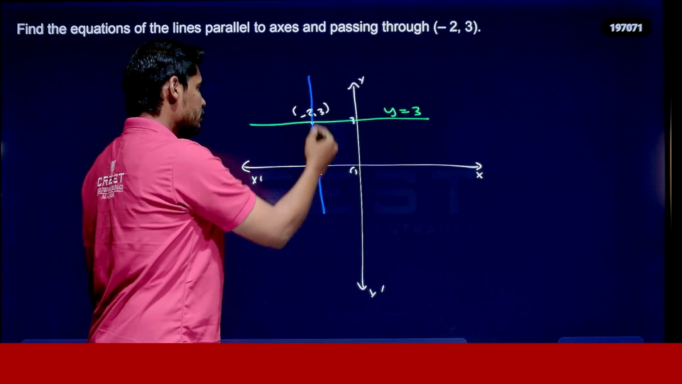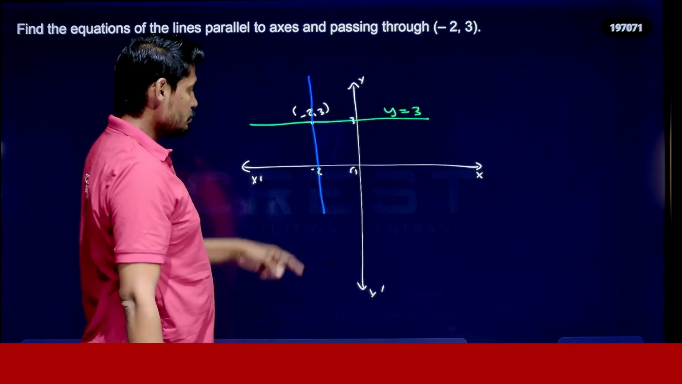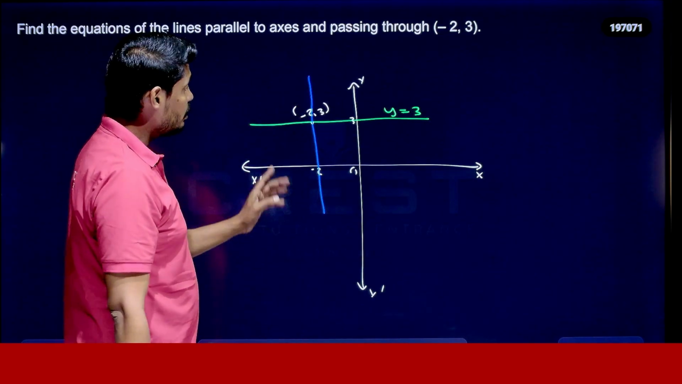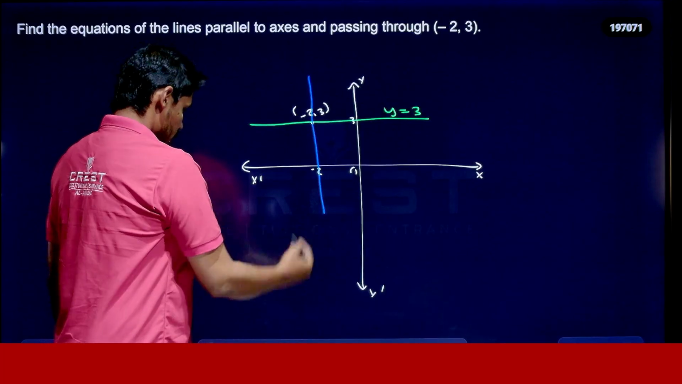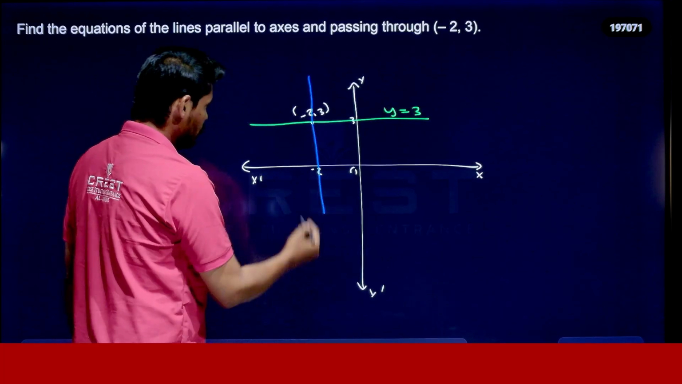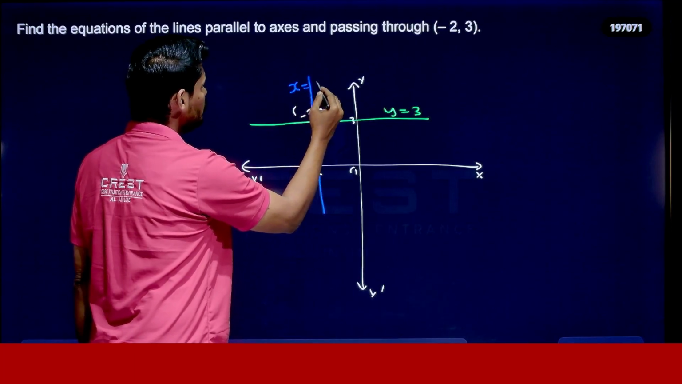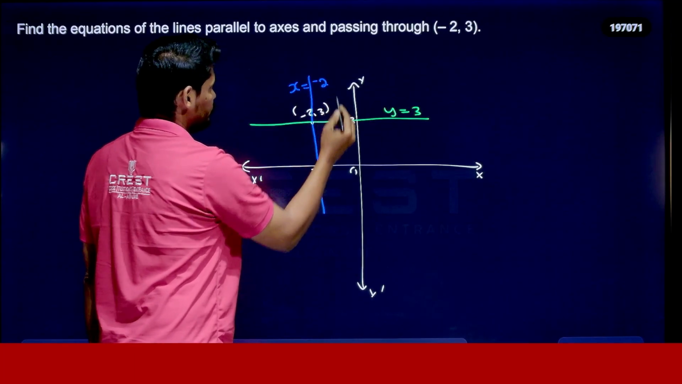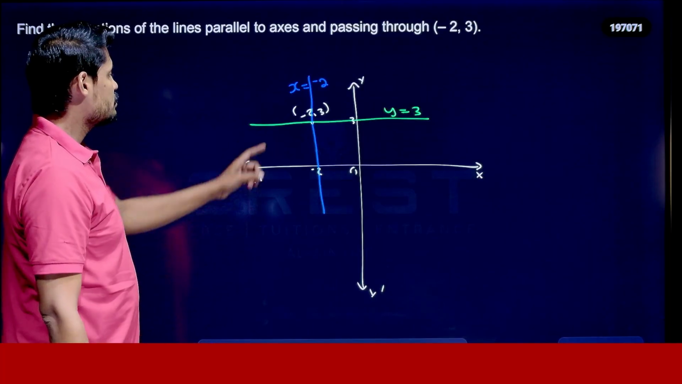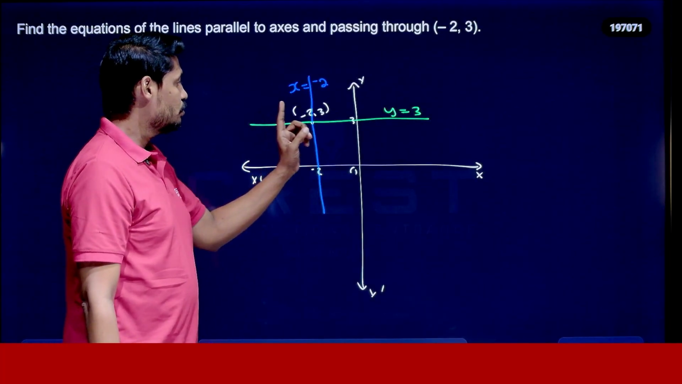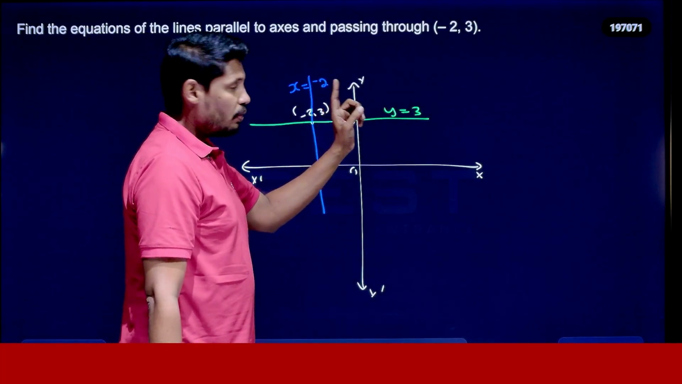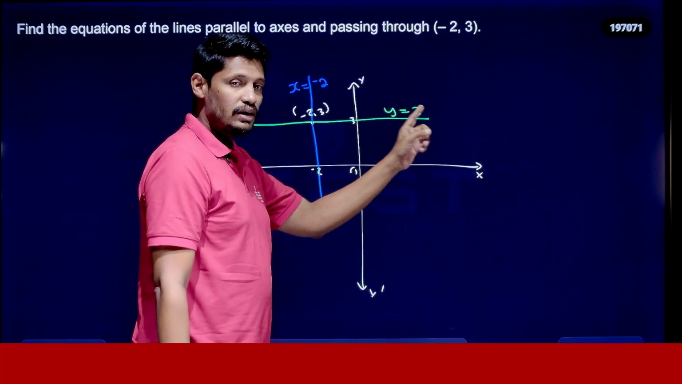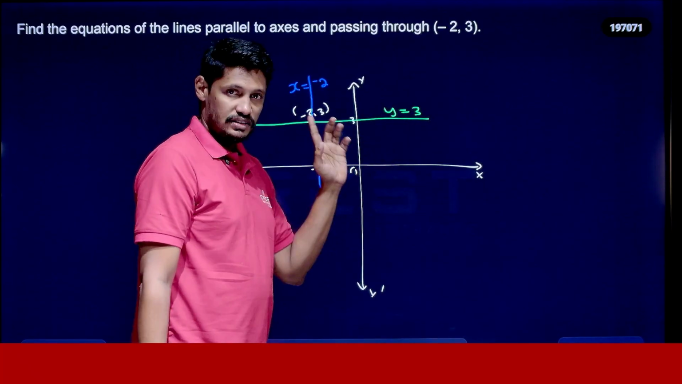What about the equation of this blue line, which is parallel to the y-axis? We have already discussed, this is x equal to minus 2. So x equal to minus 2 is the vertical line parallel to the y-axis, and y equal to 3 is the horizontal line which is parallel to the x-axis.